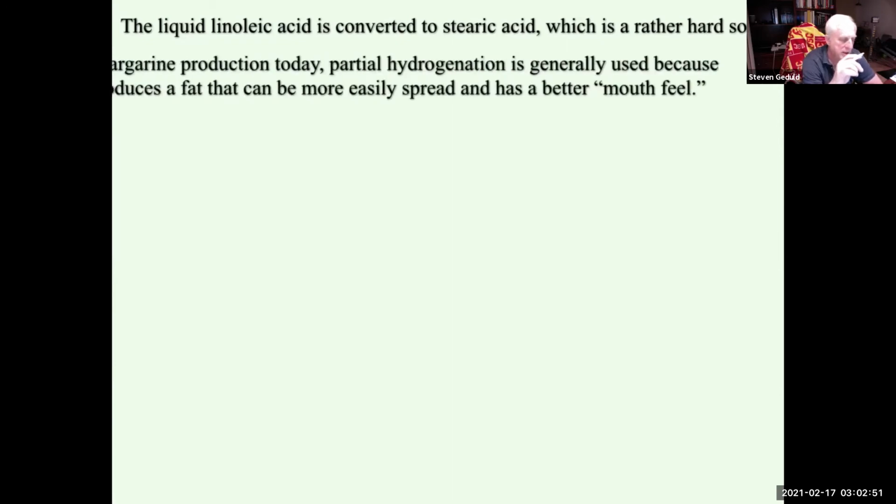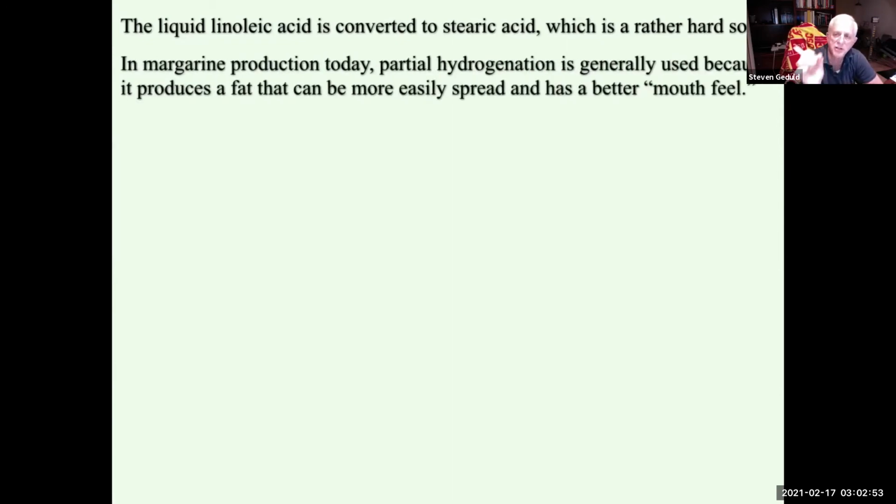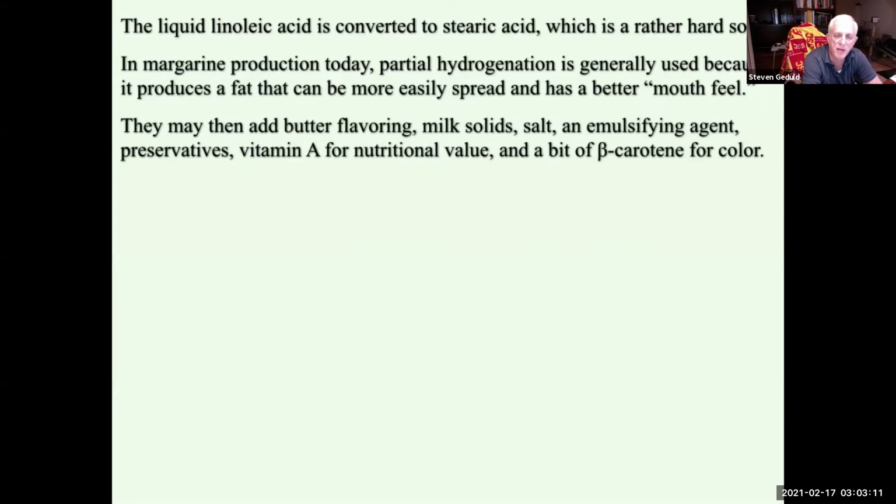Okay, so in margarine production today, partial hydrogenation is generally used because it produces a fat that can be more readily spread, with a better mouth feel. So we make margarine by only partially hydrogenating, so you can spread it out so it's not as solid. Okay, because it feels better when you can eat it. They may add butter flavoring, milk solids, salt, an emulsifying agent, preservatives, vitamin A for nutrition value, and a bit of beta carotene for color. So they add all kinds of things to this linoleic acid. This is olive oil that you used to have.